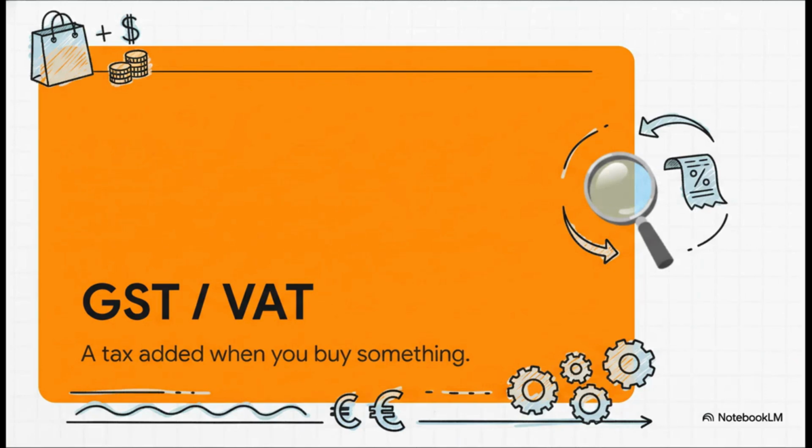First up, something you see on pretty much every single receipt, GST. It's really just a tax that gets added on to the final price when you buy something. It's a totally fundamental part of how most modern economies work.